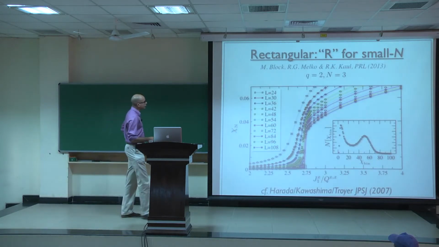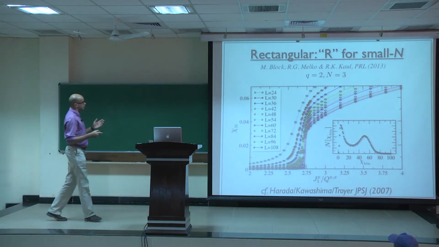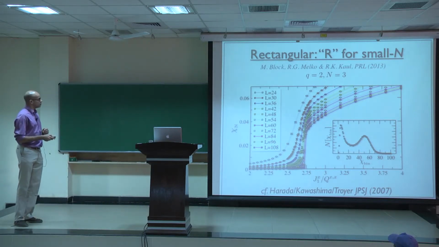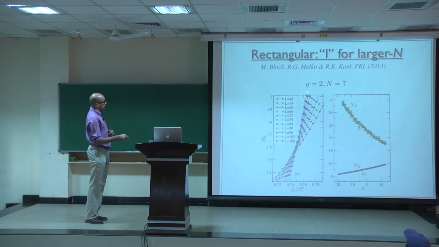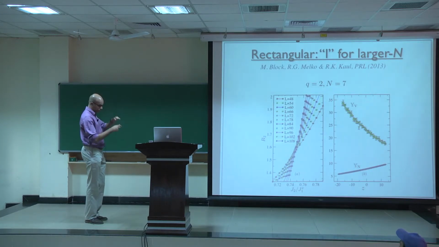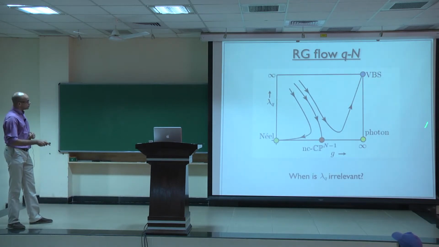So the most interesting case now is the rectangular case, because what we find in the rectangular case is when n is very small, here's an example for n equal to 3, and q equal to 2 means it's rectangular, we find very clear evidence for a first order transition and a double peaked histogram. But the interesting thing in the rectangular case is when we make n larger, we find actually that this first order behavior goes away and the transition becomes continuous again. And we can collapse both the Néel and VBS order parameters very nicely at the phase transition.